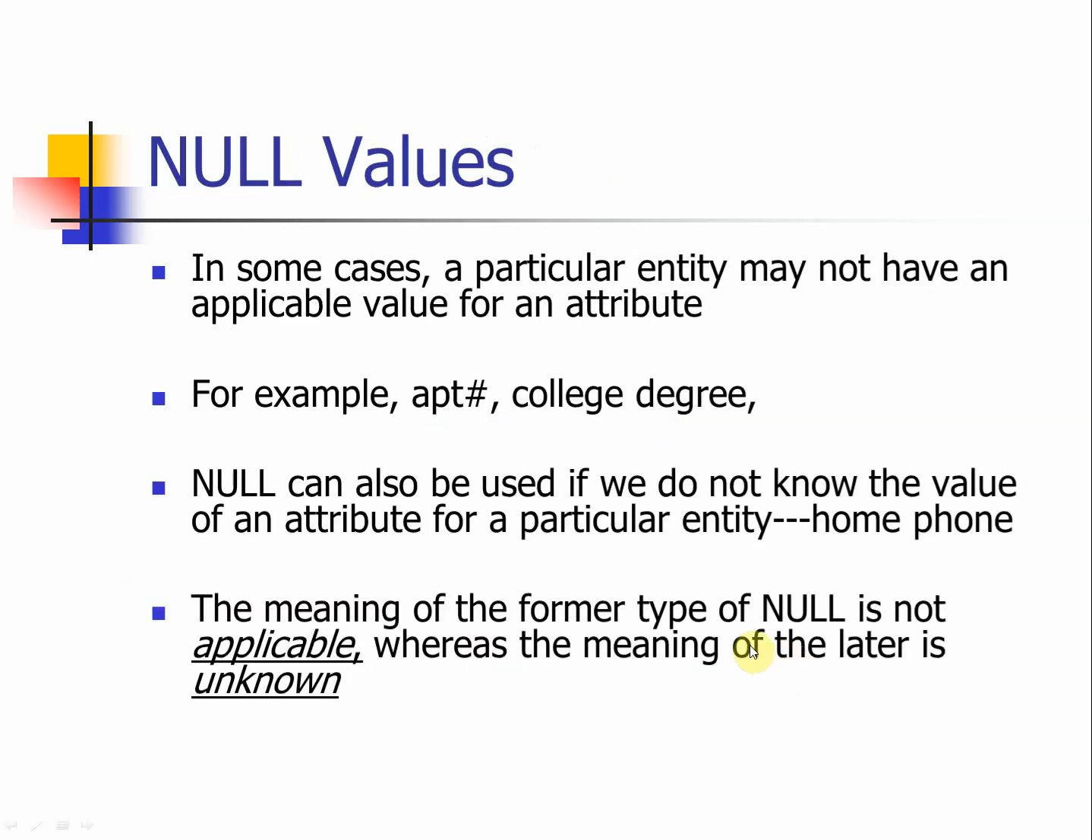Now let's take a look at the null value. In some cases, a particular entity may not have an applicable value for an attribute. For example, apartment number. Most of the time, we don't have an apartment number. College degree. Not everybody has a college degree. So when you're trying to create a box over there, sometimes for this kind of thing, you need to make sure it is okay to leave it null.